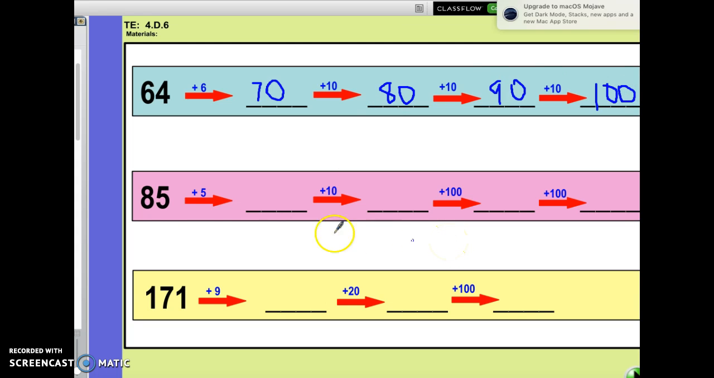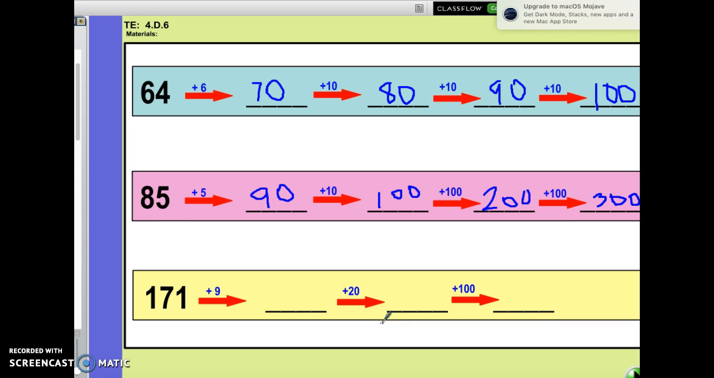Okay, 85 plus 5, 90. 90 plus 10, 100. Well, they're making it tougher. 100 plus 100, 200. 200 plus 100, 300. Is that what you got too? Good job. All right, erase it, do this next one, and come back to me when you're ready.